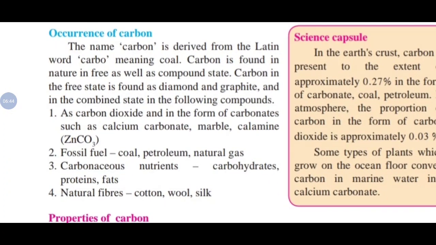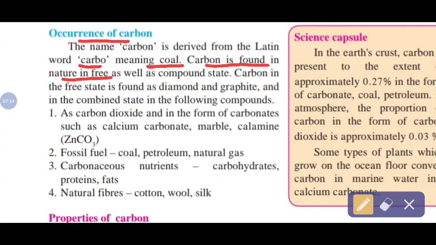Next point is occurrence of carbon. The name carbon is derived from the Latin word carbo. The meaning of this Latin word carbo is coal. Carbon is found in nature in the free state as well as in the compound state. Carbon in the free state is found as diamond and graphite. Remember this sentence. In which form is carbon found in the free state in nature? That is as diamond and graphite.